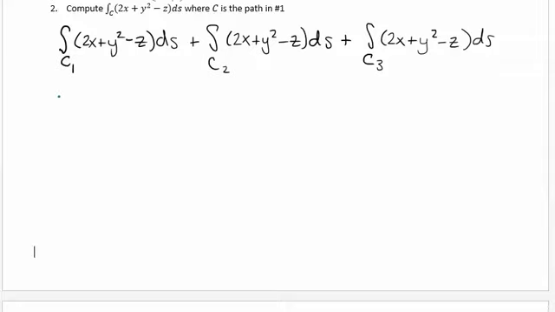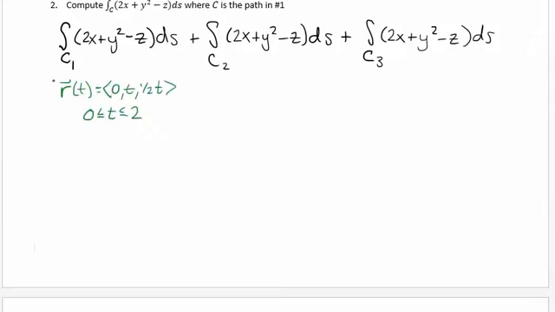So for C1, I want to look at what is my path for this. And I'm going to use the ones from this first option. If you use the second option, I'll talk about how that would be a little bit different. So we parameterized C1 with this path 0, t, 1/2 t, from t going from 0 to 2. So I want to put all this information together. My integral, which is going to be with respect to t, needs to have t-bounds, and with this parameterization, my t-bounds would be from 0 to 2.